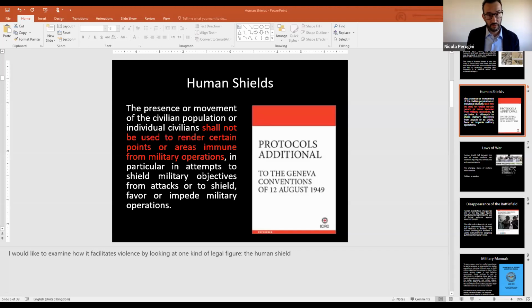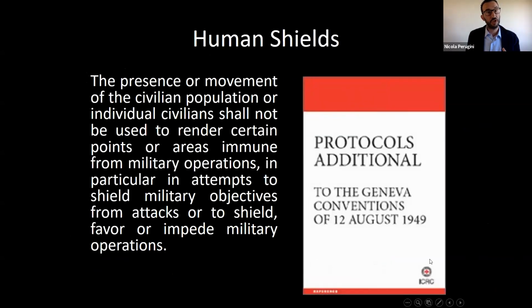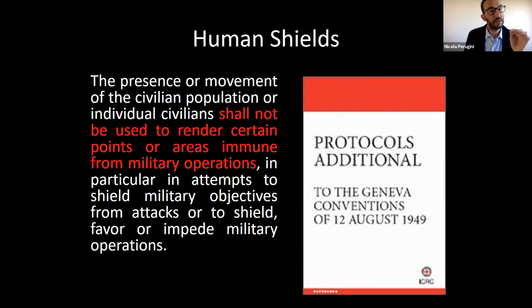So the 1977 additional protocol to the Geneva Conventions defines human shields in the following way, and I'm gonna read the definition very shortly so that we're all on the same page. And I quote: "The presence or movement of the civilian population or individual civilians shall not be used to render certain points or areas immune from military operations, in particular in attempts to shield military objectives from attacks or to shield, favor, or impede military operations," end quote.